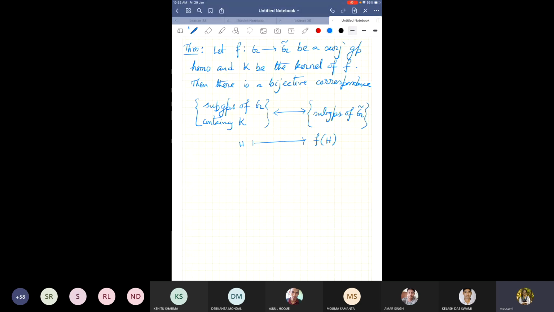And what will be the reverse? That means I start with a subgroup here in G tilde. Where should I send it to? Their inverse image. Yes. That means F inverse of H tilde. So this correspondence is given by these maps.